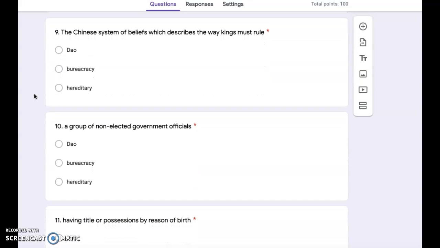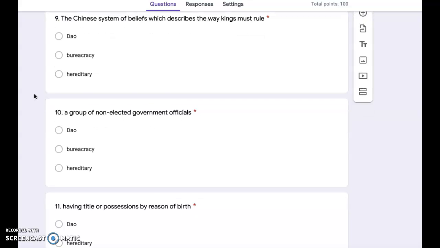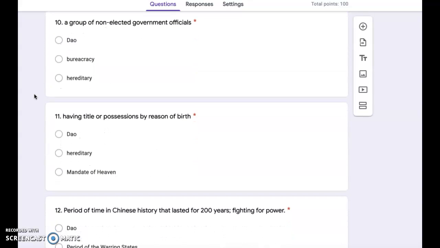Number 9, the Chinese system of beliefs which describes the way kings must rule, Tao, bureaucracy, or hereditary. Number 10, a group of non-elected government officials, Tao, bureaucracy, or hereditary.